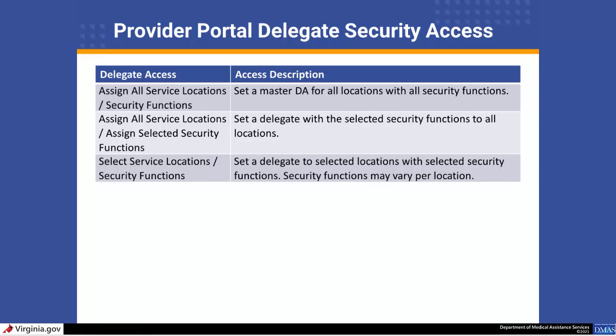The system divides the process of adding security functions and delegating administrative rights by service location into 3 entry options shown here. The first option is that you can assign a delegate for all locations with all security functions. You can also assign the delegate administration rights here. The second option allows you to assign a delegate with specific security functions to all locations. The third option allows you to assign the delegate, remember this can also be called your staff, to select service locations with specific security functions, with or without delegate administrative rights by each specific service location.